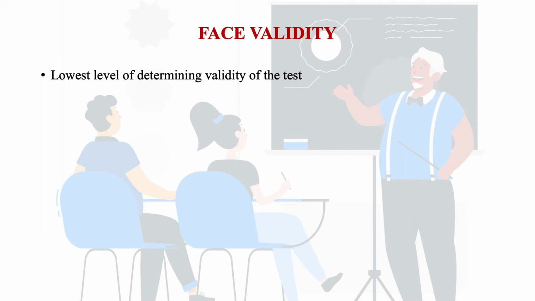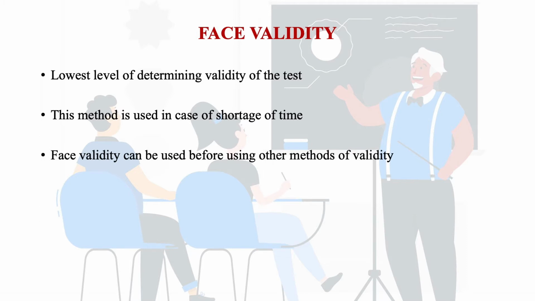Let us go forward to understand the other aspects of face validity. So face validity is the lowest level of determining validity of the test, and this method is used in case of shortage of time, and face validity can be used before using other methods of validity. This is the first-hand practice. Unless the test is validated by face, there is no need to use other methods of validating the test. So that's why this is the first method.